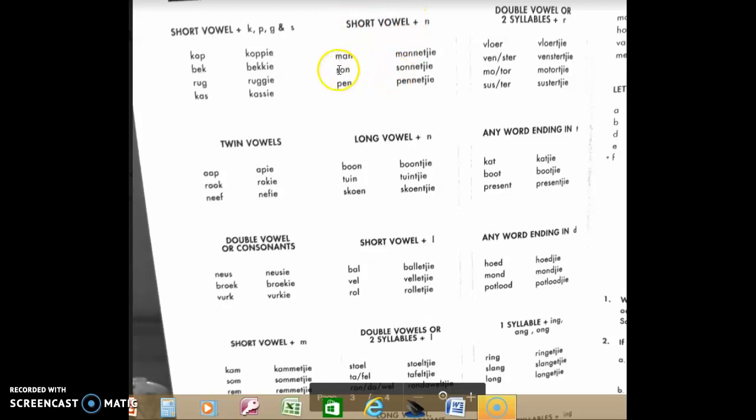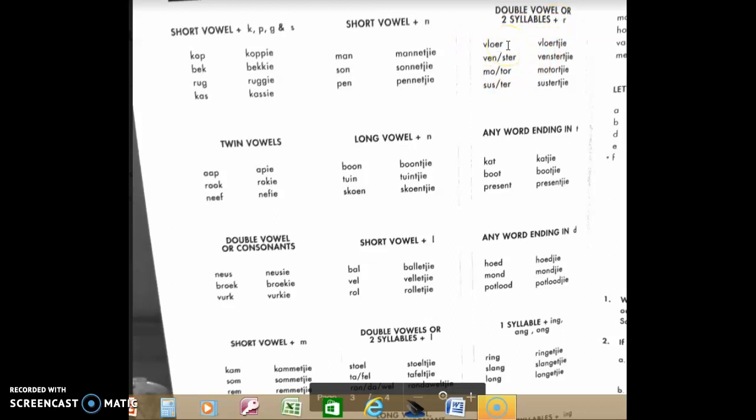Short vowels plus an N. Man, mannetjie. Son, sonnetjie. Pen, pennetjie. So double the N and add the TJIE. Right?